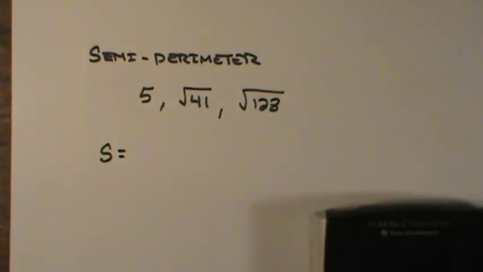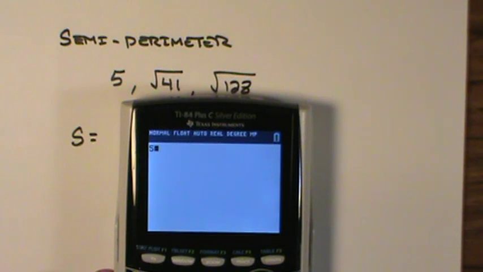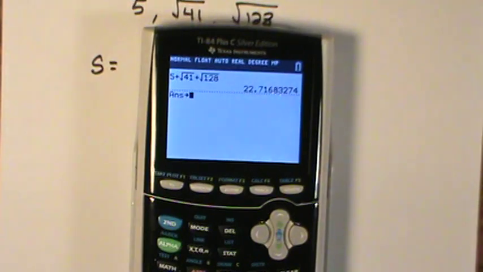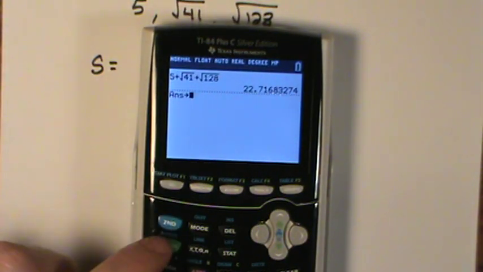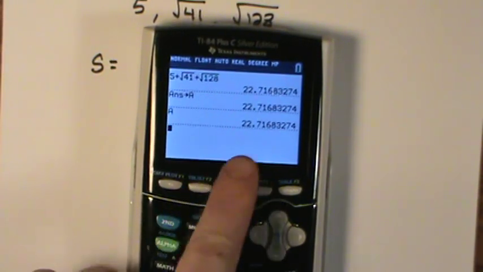So in my calculator, I can take, let me clear this out here, 5 plus the square root of 41 plus the square root of 128. That gives me this value here of 22.716 and so on and so forth. The important thing is that you don't cut off your decimals. If you're going to work with a decimal, you need all of those decimal values. So one way of working with this, I can just store this. You got a button right here, it's STO, it means to store. I'll store that value in, I'm going to call it alpha A. That means that anytime I call up alpha A, I now have that value.